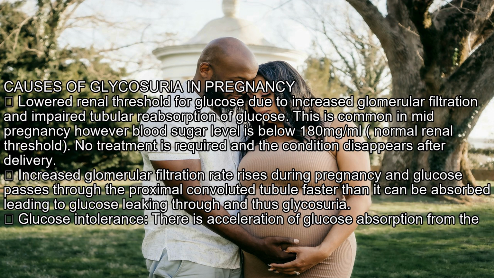Causes of glycosuria in pregnancy. Lowered renal threshold for glucose due to increased glomerular filtration and impaired tubular reabsorption of glucose. This is common in pregnancy, however, blood sugar level is below the normal renal threshold. No treatment is required and the condition disappears after delivery. Increased glomerular filtration rate rises during pregnancy and glucose passes through the proximal convoluted tubule faster than it can be reabsorbed, leading to glucose leaking through and thus glycosuria.